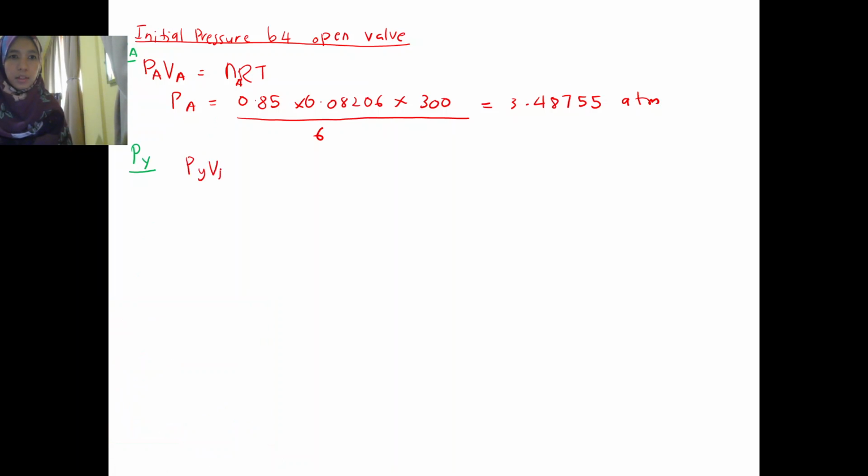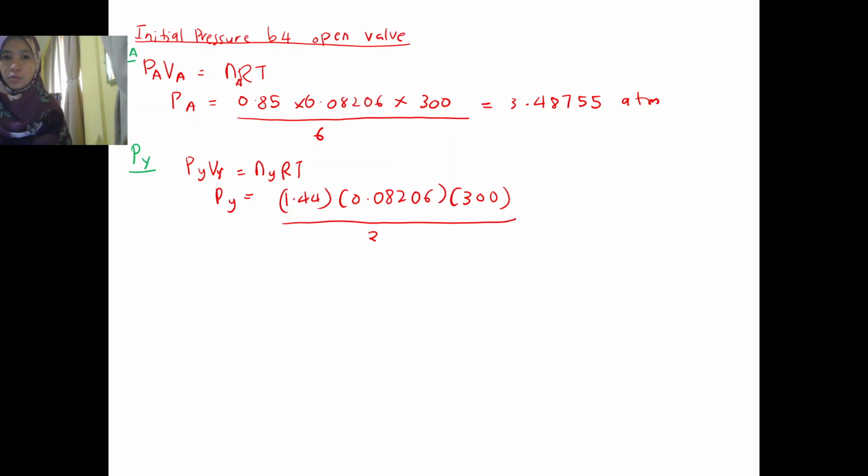So PY VY equal to nY RT. So PY equal to mole for Y 1.44, R 0.08206, 300 divide by, okay, so 2.6 volume for gas Y. So 13.634 atm. So yang ni ialah partial pressure untuk gas Y before valve open. So kita tahu bila valve open, volume akan increase.